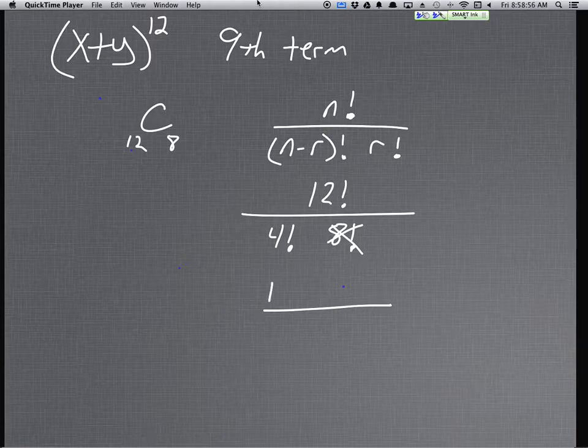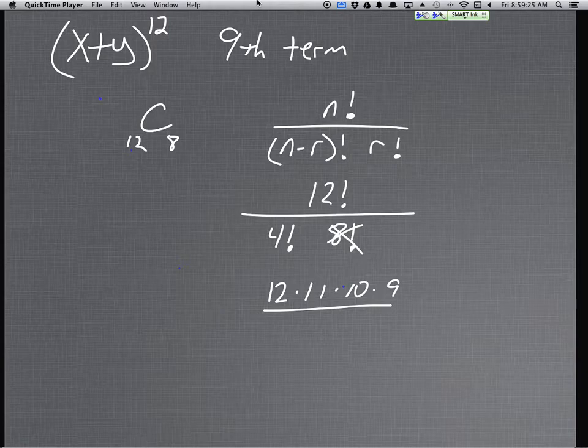What is left would be 12 times 11 times 10 times 9. That's what's left on the top. Why is that what's left? Because you're taking out the 8 through 1. The 8 factorial represents 8, 7, 6, 5, 4, 3, 2, 1. So if I take out the 8, 7, 6, 5, 4, 3, 2, 1 out of the 12, I'm left with 12, 11, 10, and 9. Everybody follow?